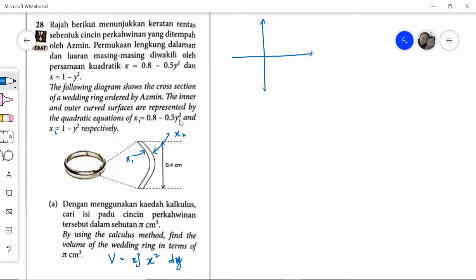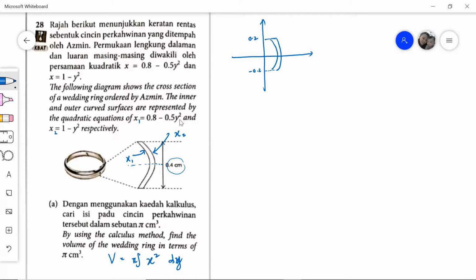So we will have 0.4. Let's make this the axis of symmetry. So it will be like this, like this. So this one must be 0.4 cm. Therefore, this one must be 0.2, and over here is negative 0.2.